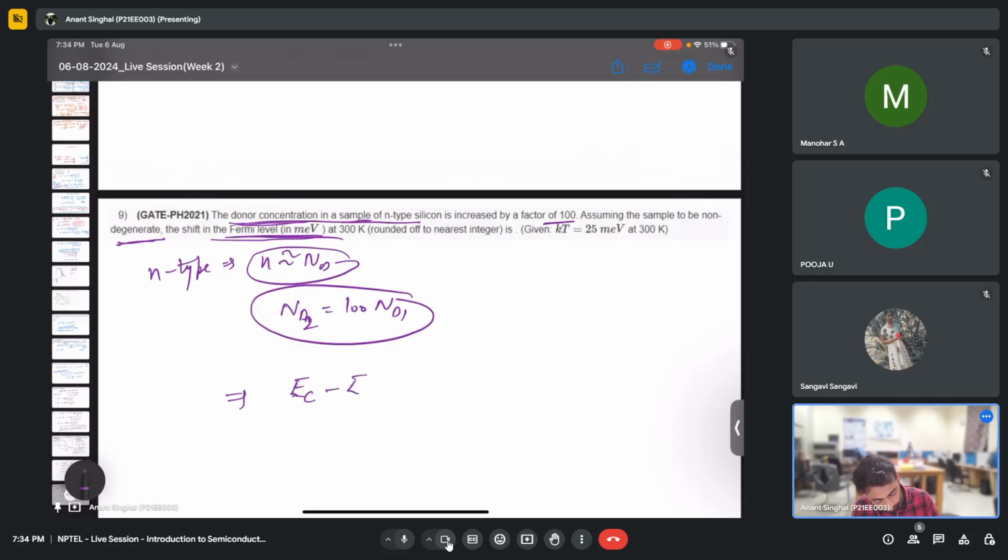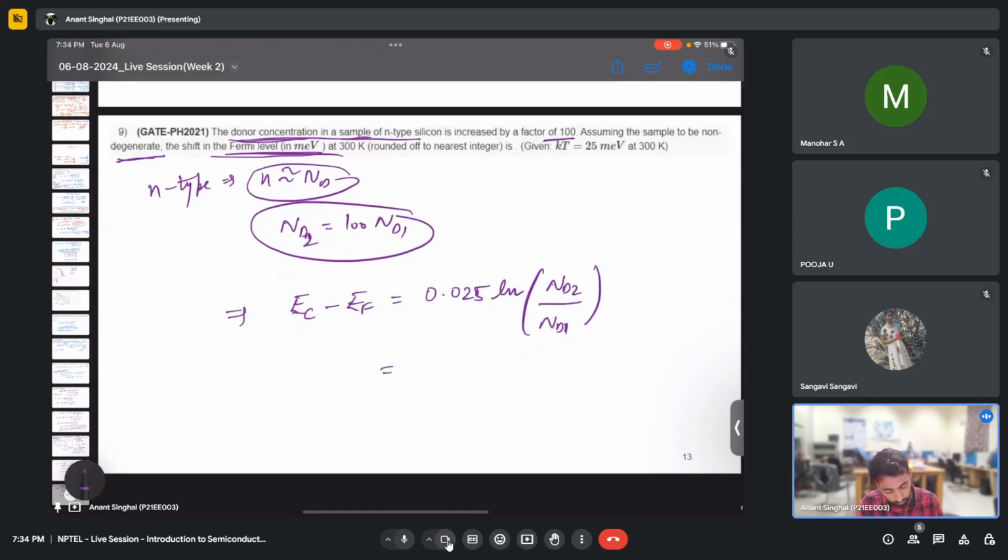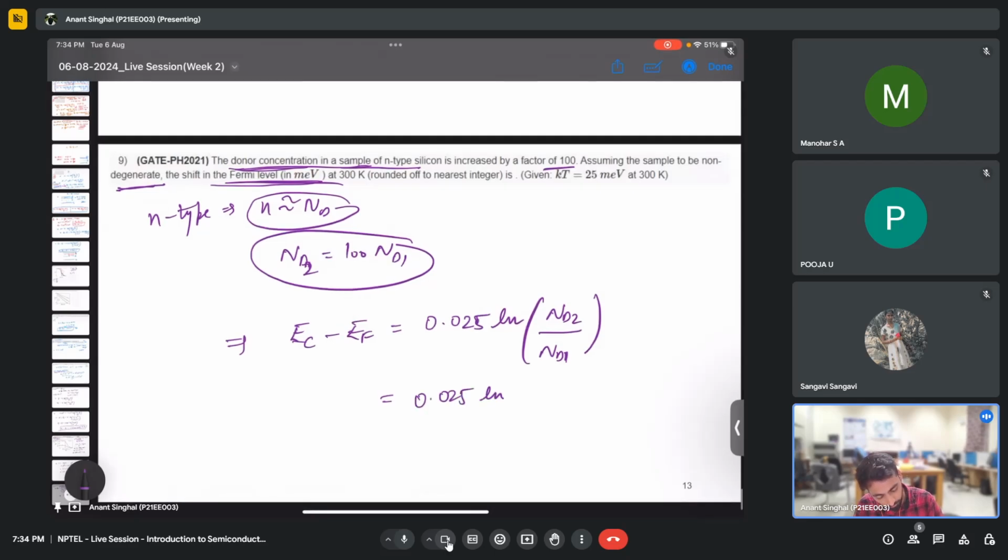The change is very easy. Again, we'll divide the same things and we'll get the change. It will be kT, which is given as 25 millivolts, times ln of Nd2 by Nd1. So this is 0.025 ln 100, which is 0.025 into 2 into 2.303, which comes around 0.1155. It is asking in milli electron volts, so it will be 115.5 milli electron volts. So this will be the answer.